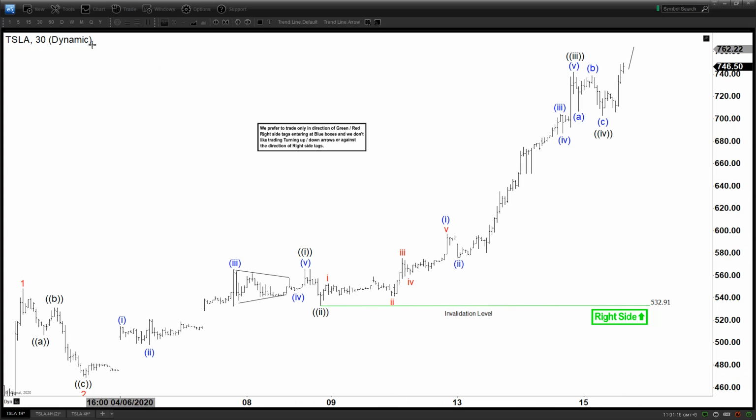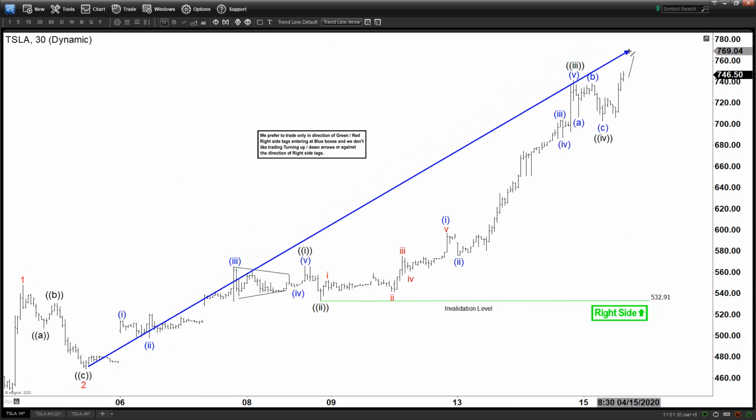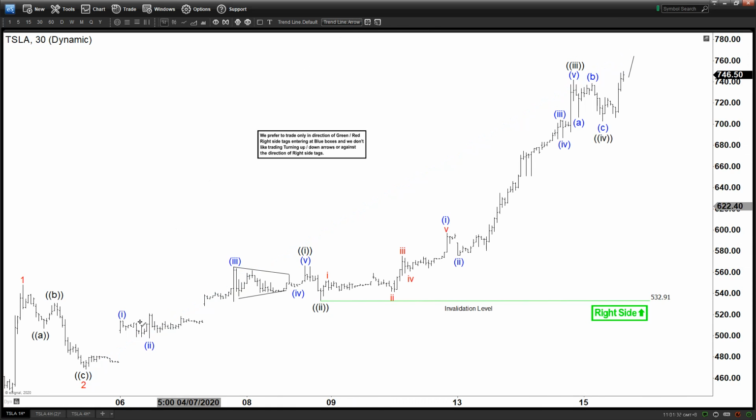GMT. We are looking at the chart of Tesla here. This is a 30 minutes chart. We can see the rally here is impulsive. We have 1, 2 in red, and then currently we are within the wave 3. And as you can see, the wave 3 subdivides into another 5 waves.